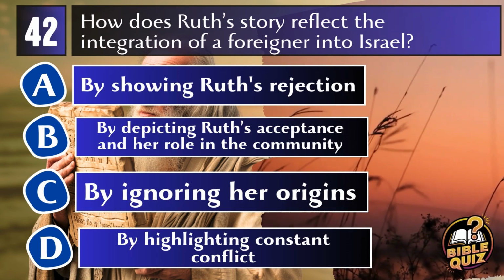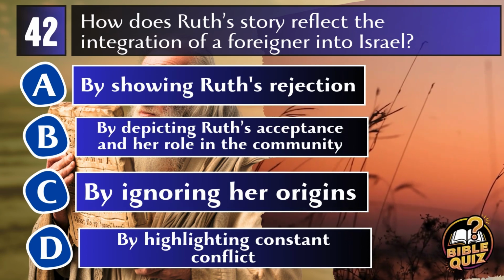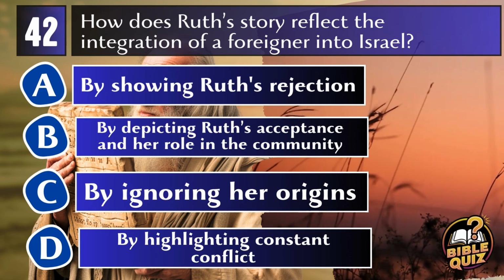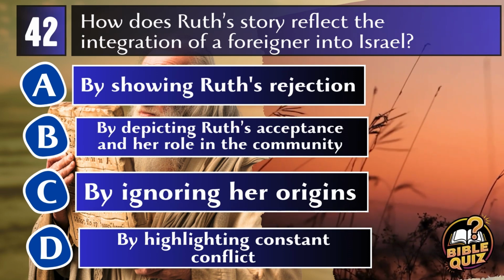A. By showing Ruth's rejection. B. By depicting Ruth's acceptance and her role in the community. C. By ignoring her origins. D. By highlighting constant conflict.